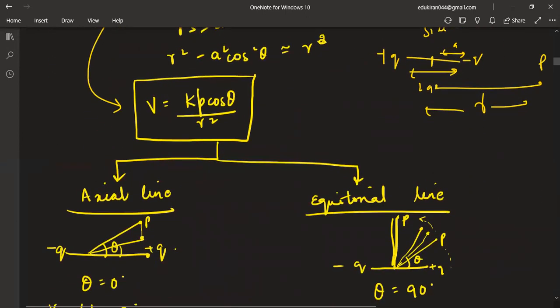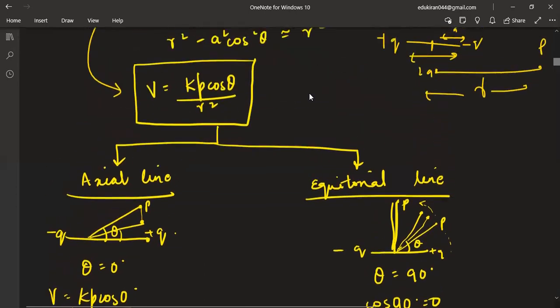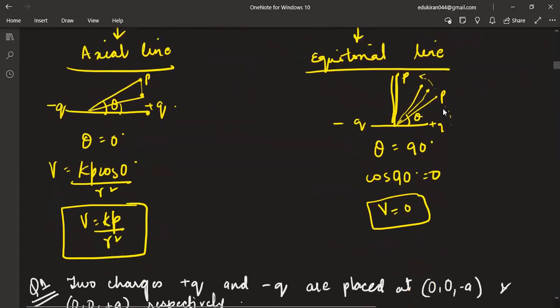All right. Next, you have axial line and equatorial line, right? Now see, in axial line, you just put theta as 0 degree in this formula. And see class, you have 0 for equatorial line because 90 degree, cos 90 will become 0. So what is important? The main generalized formula is important. But from your axial line and equatorial line, questions are asked.